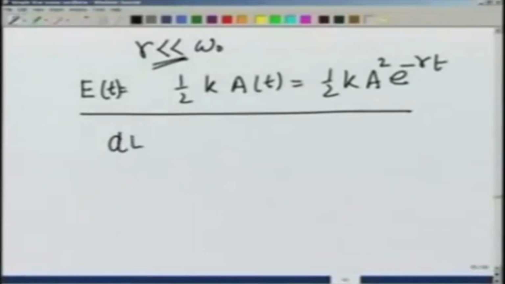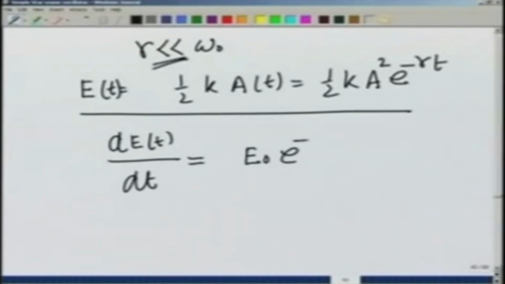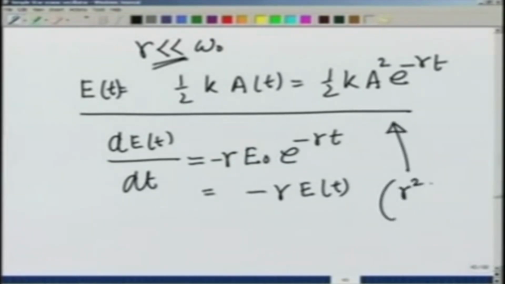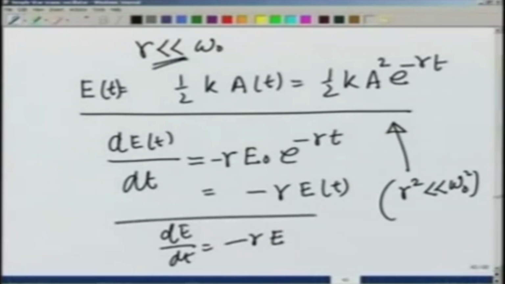Let us see how it decays. dE(t)/dt, you will see, is E 0 e raised to minus gamma t times minus gamma when I take the derivative. So, this is really minus gamma E(t). In writing this form of the energy, I have neglected gamma square in comparison with omega 0 square. This you should keep in mind. So, the energy really decays as dE/dt equals minus gamma, times the energy present at that time.